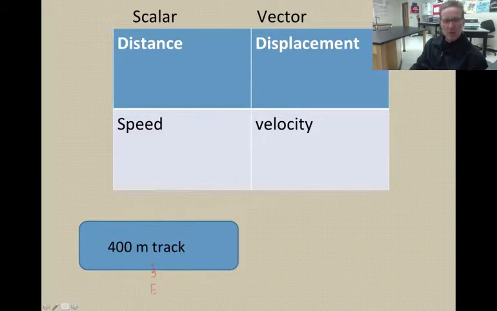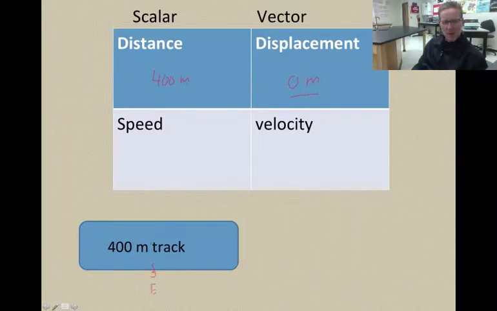And so the distance would be 400 meters. However, the displacement would be 0 meters because our start point and our end point are at the same place. There is no straight line between them. So displacement would be 0. And since displacement is a vector quantity, we have a magnitude, but it's 0, so we can't really have a direction in this case.